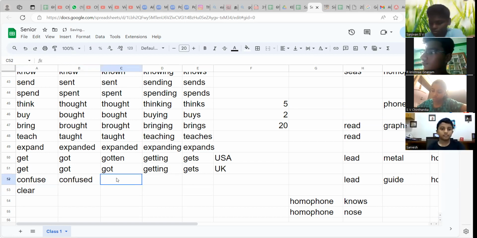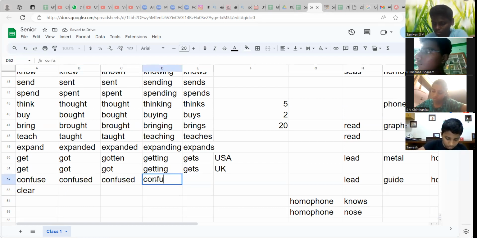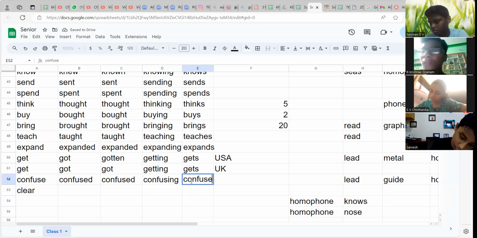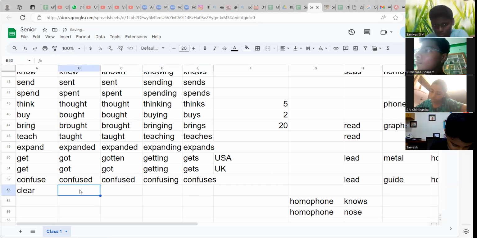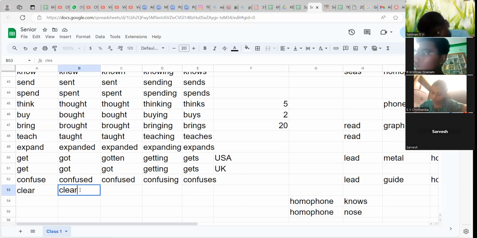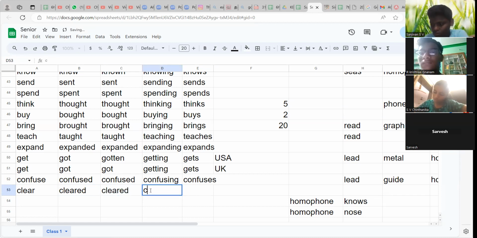Confusing. Confuses. But it will be cleared. Once you learn more, you are going to clear this out easily. Cleared. It's going to be easy.